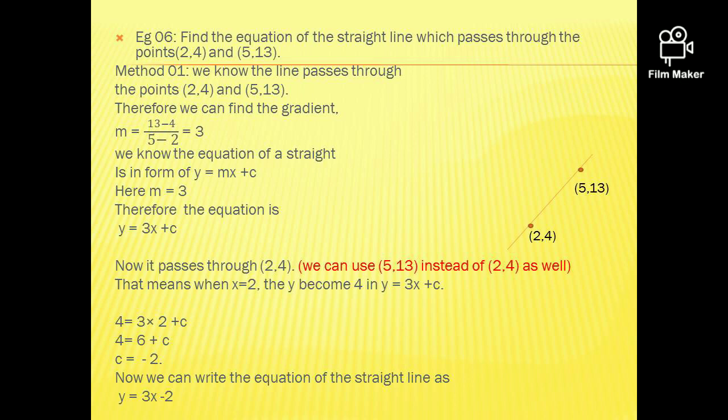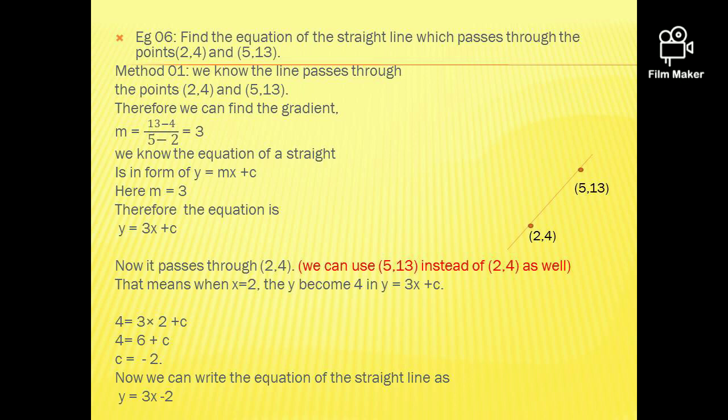Now we know the gradient is 3. Therefore, I can write the equation of the straight line as y equals mx plus c, where m is 3 for the moment. Therefore, we can write y equals 3x plus c. Now our objective is to find the value of c. We know that the line passes through the coordinates 2, 4 and 5, 13. You can select any of the coordinates. It doesn't matter which coordinate you use. I prefer to use the coordinate 2, 4, therefore the simplification is quite simple. But it doesn't matter, you can use 5, 13 as well.